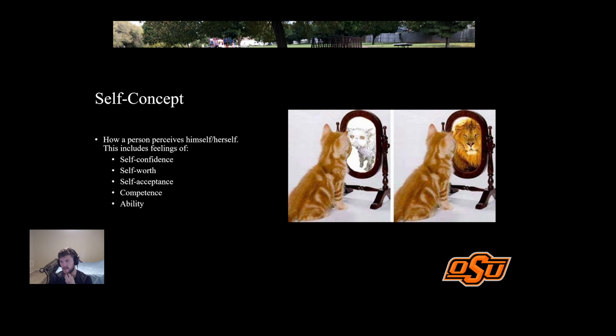So self-concept, going into more detail, is basically how we view ourselves with self-confidence, self-worth, acceptance, overall competence, and ability, or actually ability to do something. And so a picture's worth 1,000 words, right? Cat sees himself as depressed, skinny, looks ugly, or do we look at ourselves and see that we're a lion?